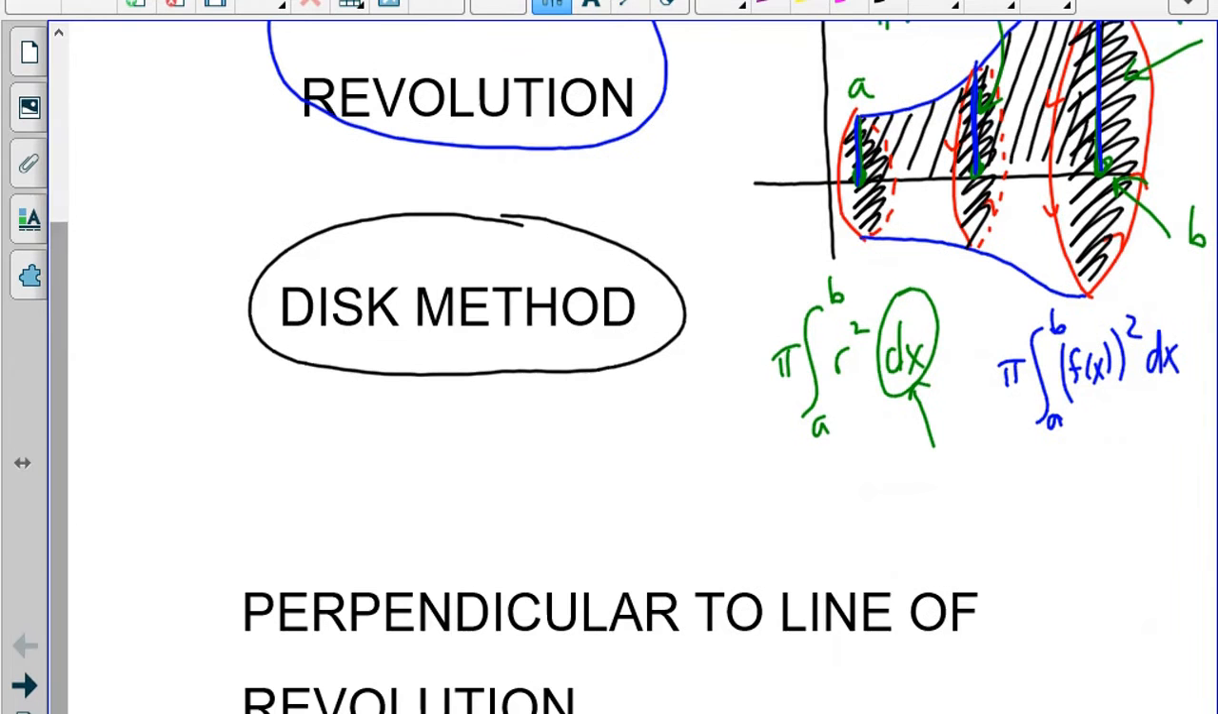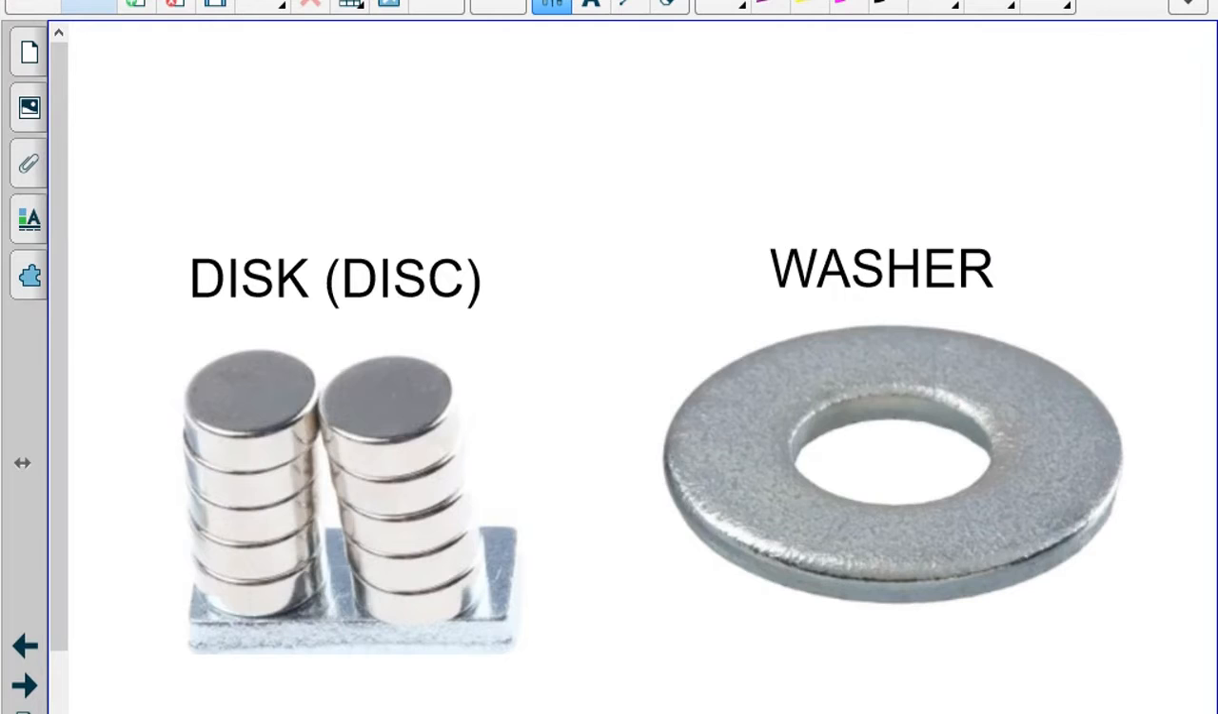The disk method, once again, is what you use when you have cross sections that are perpendicular to the line of rotation. There are two different things that happen with these types of problems where we will use perpendicular cross sections that are circles. They are disks, and that's like the problem that we just did.